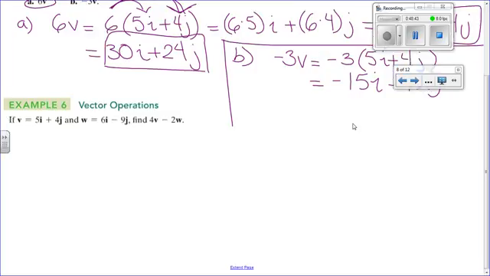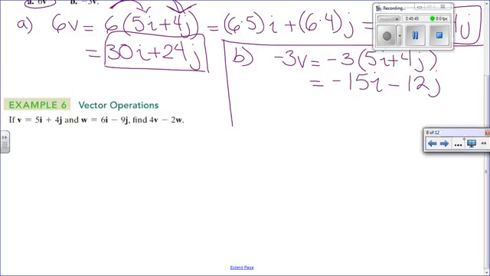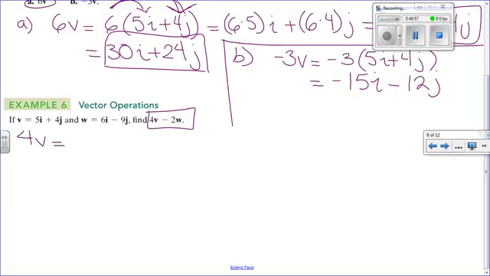Okay, next one, we're going to include both. We're going to include scalar multiplication because we're multiplying vector B times 4. And we're also going to subtract, okay? And we're also multiplying 2 times w. So if you guys can do that, just kind of practice how to do that, please. So 4 times this vector.